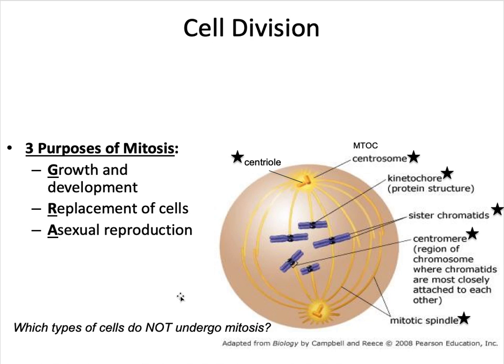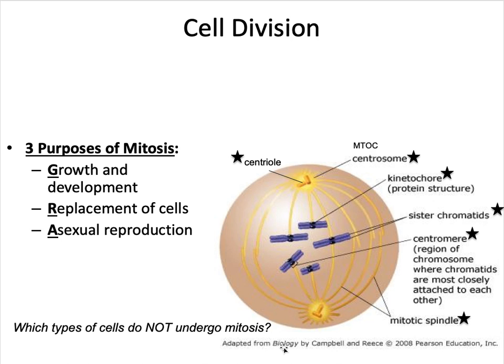We have red blood cells. Once a red blood cell enters the bloodstream, it loses its nucleus. If it doesn't have a nucleus, it doesn't have any DNA, so how can it undergo mitosis? It doesn't need to. Its one function is to drop off oxygen and pick up carbon dioxide to our tissues.